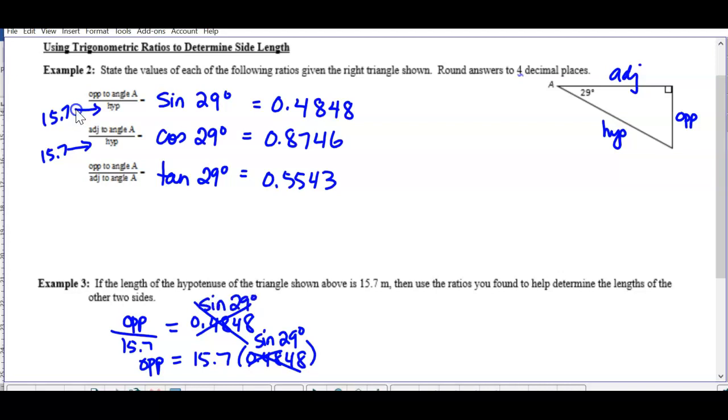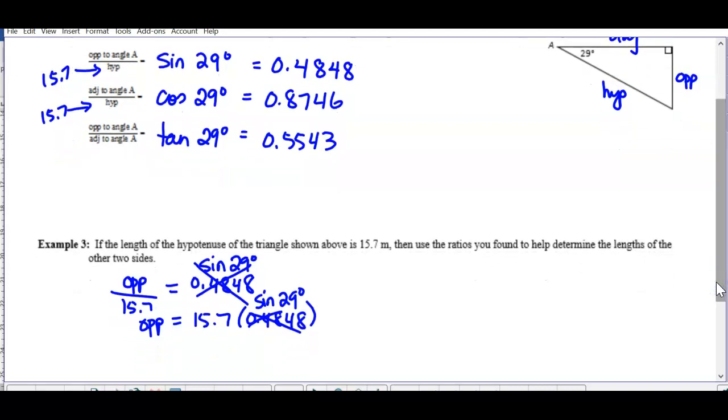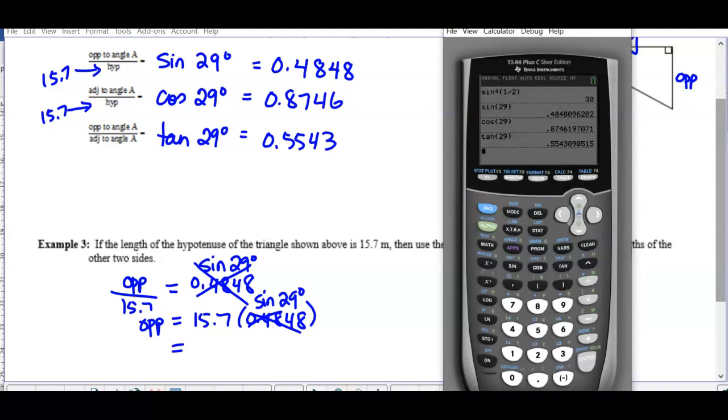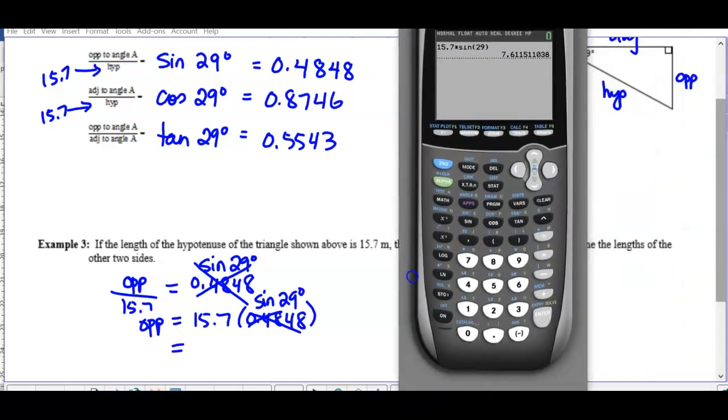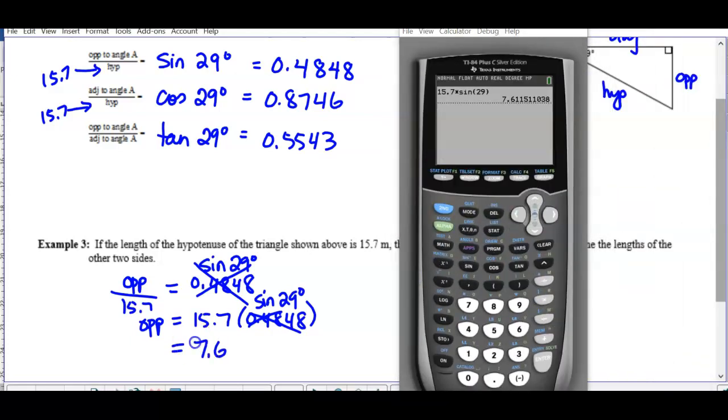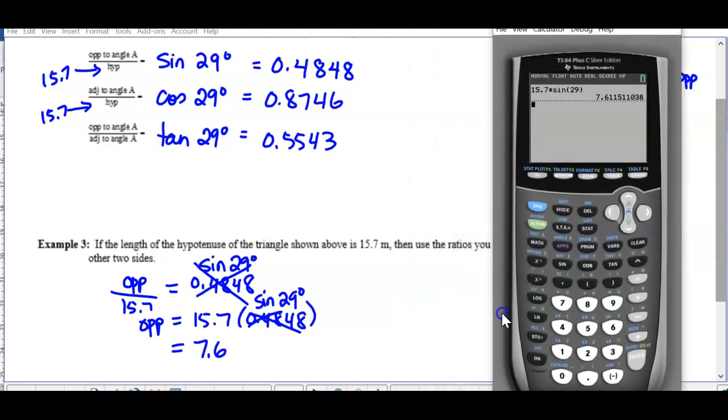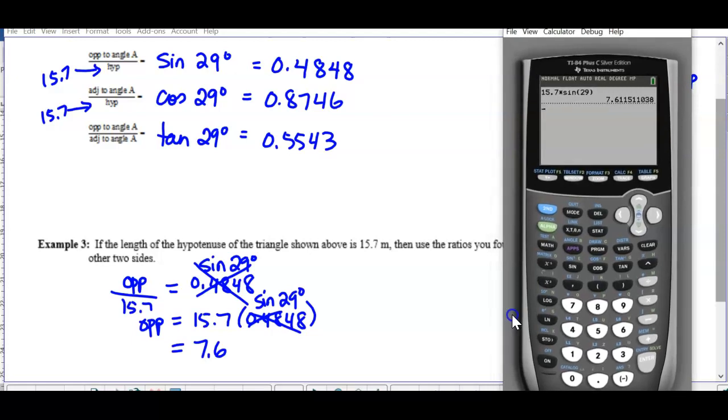When we do that, we will get the length of the opposite side. So here, we'll go 15.7 times sine of 29, and that is 7.6 to 1 decimal place. We don't know the units. And then you could use the Pythagorean theorem with the unrounded value, or I would use trig again because it's a little more accurate.